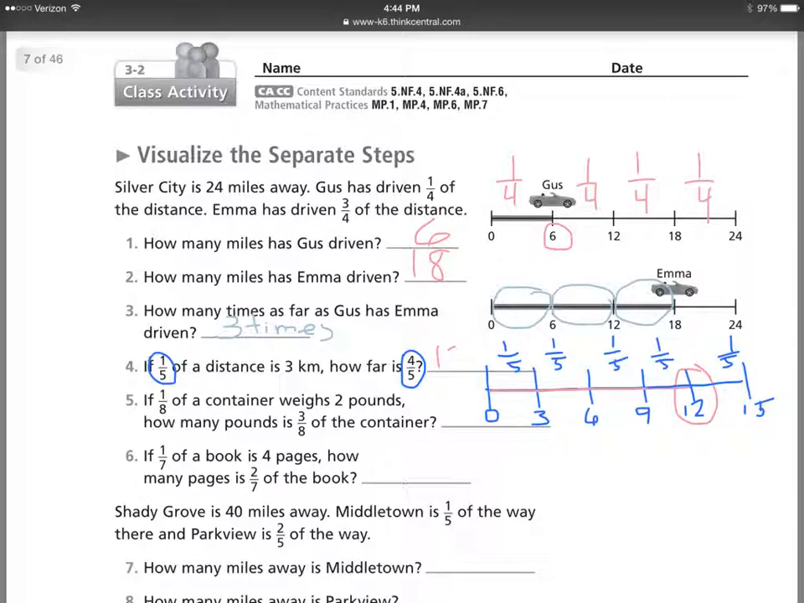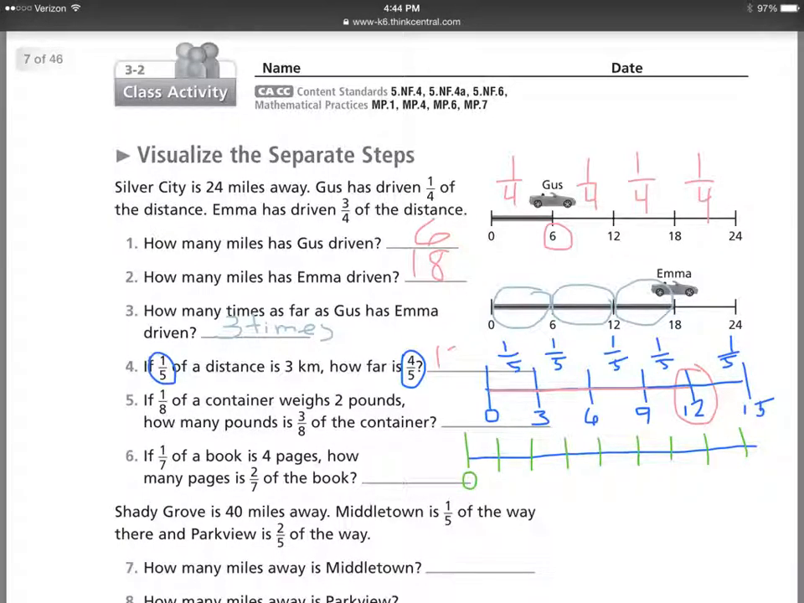Here on number 5, it says that if 1/8 of a container weighs 2 pounds, how many pounds is 3/8 of a container? So if you use the same method that I used above, you could use a number line, and we would want to break that number line into eighths. We'd be starting with 0, 1, 2, 3, 4, 5, 6, 7, and our last one, 8.